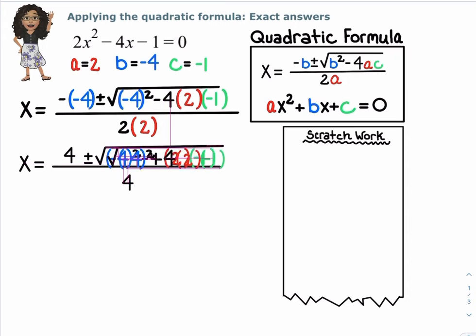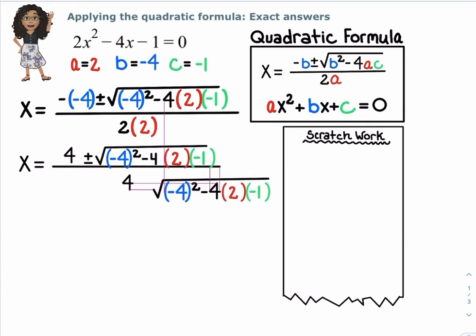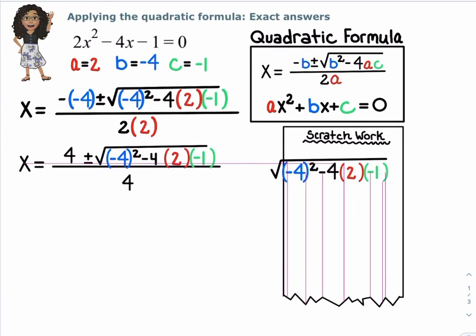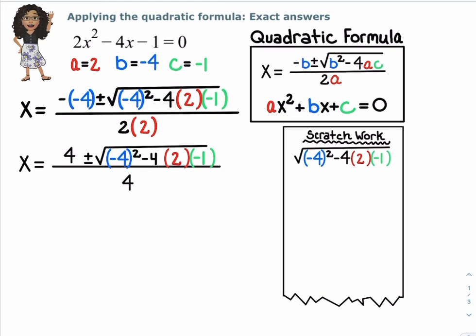I'm going to take the square root off to the side since we have several steps to be able to simplify. A little vocabulary, what's underneath the square root is called the radicand. When I go to simplify, I'm going to follow the order of operations. So here I'm going to take -4 squared. I get 16. Next, I'm going to perform the multiplication, and -4 times 2 times -1 is +8. Now we can combine 16 and 8, which makes 24.